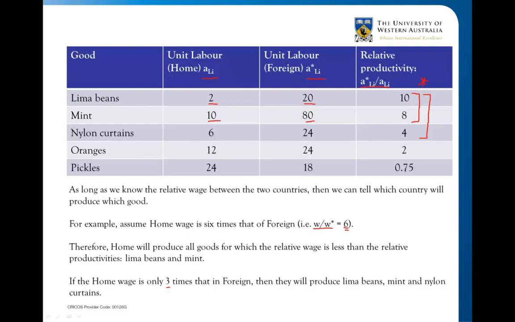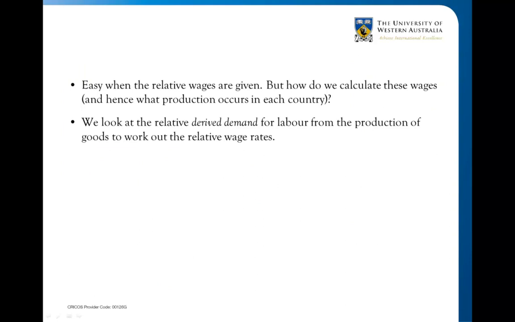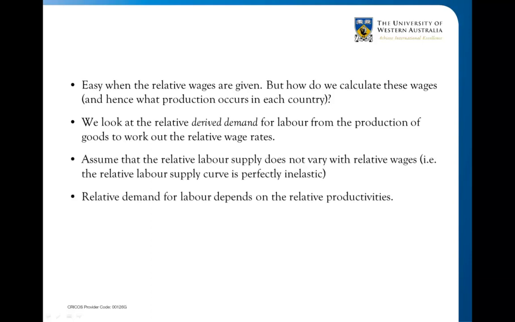Which is fine, but what I've done is I've just said, let's assume it's that, and let's assume it's that. But how do we come up with this number? In other words, how do we determine relative wages? And for this, we use a slightly different model. We're going to bring in the concept of a derived demand, labour demand from the production of these goods, and we'll use the same example to work out the relative wages.